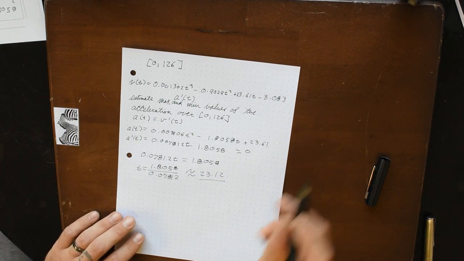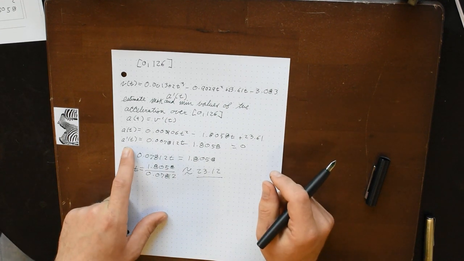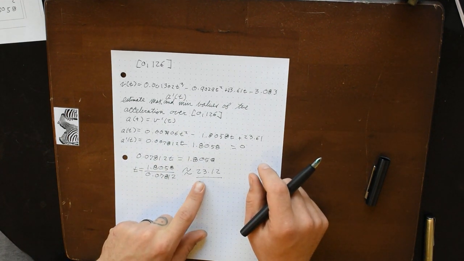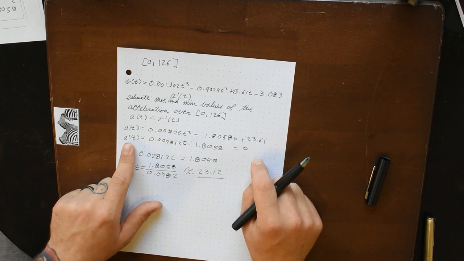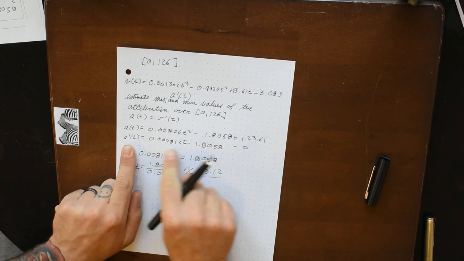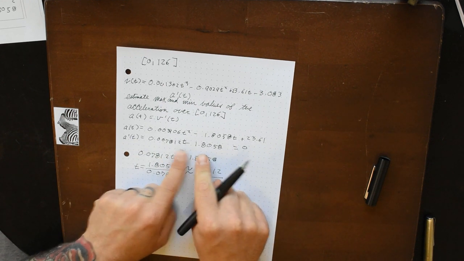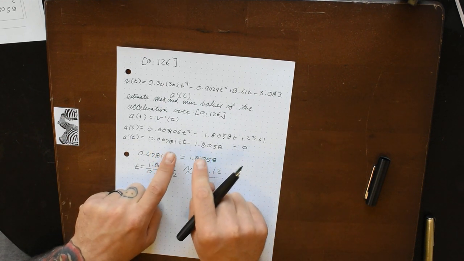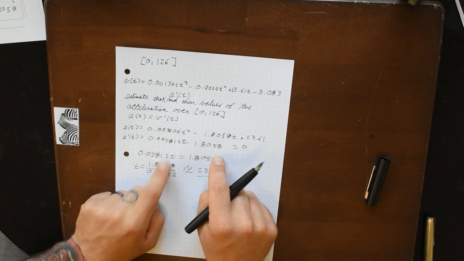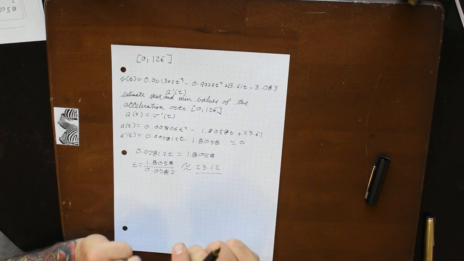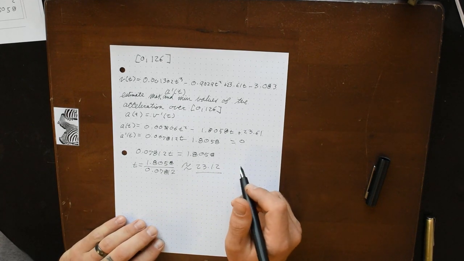So we know that we have this critical point in acceleration when t is equal to 23.12. The derivative of acceleration is also a polynomial, so it's continuous everywhere. That means we know that for any value of t, this derivative exists. So we're okay there. There's no other critical values to worry about.